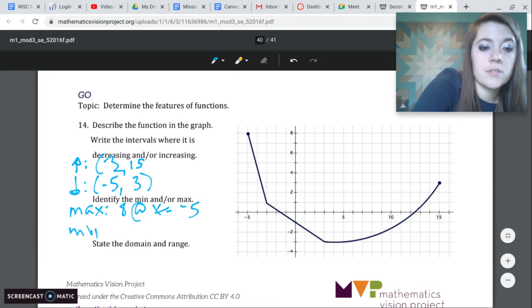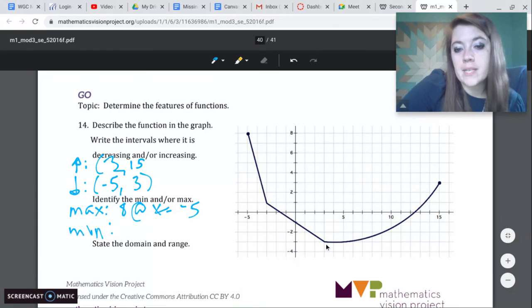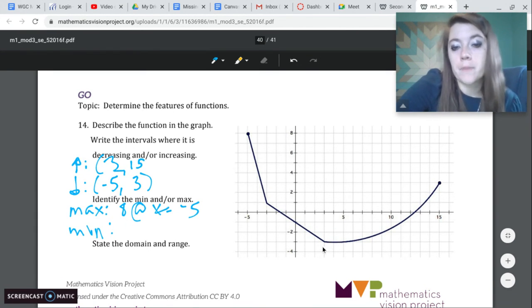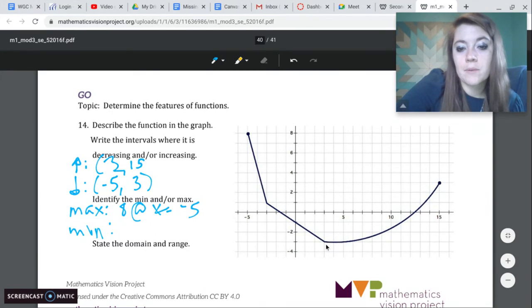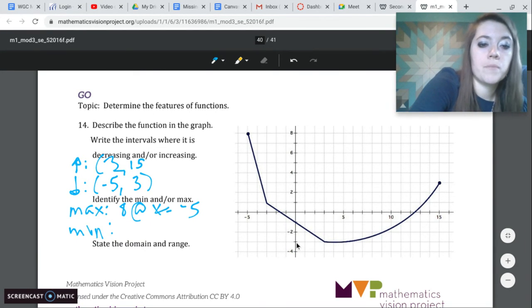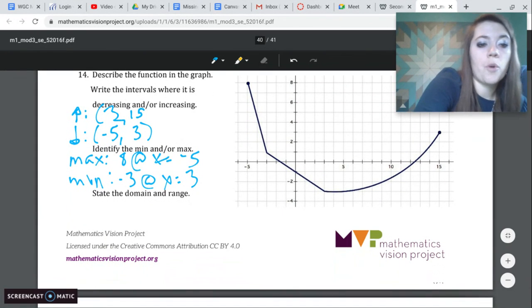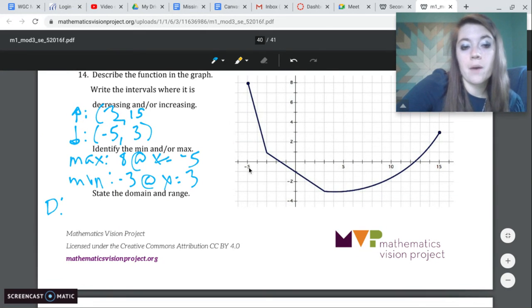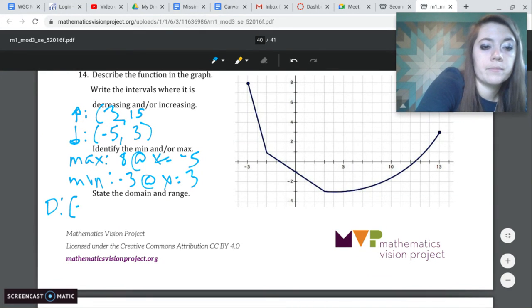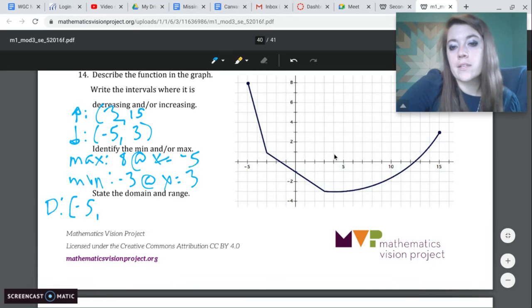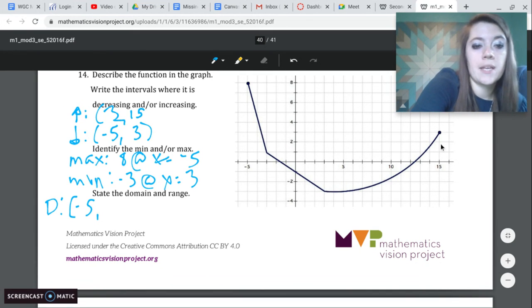The minimum, so the lowest point, would be down here, because that's where it gets to the bottom, and then it starts going back up from there. So right here at x equals 3, and it's at -3. So our minimum is -3 at x equals 3. Now, the domain and range. So domain, remember that's our x values. Furthest to the left we go is -5. Furthest to the right that we go is +15.